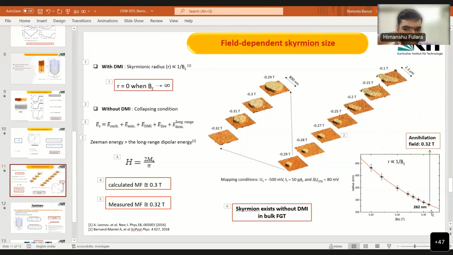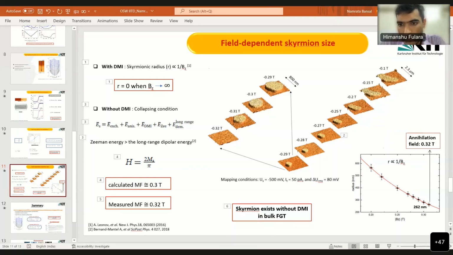I have one more question related to this. On which factors does this annihilation field depend, basically? As I told, the DMI effect is almost cancelled in the bulk FGT. So if we consider other interactions like dipolar energy and the Zeeman energy, then if we apply the external magnetic field, it causes an increment of the Zeeman energy, which is responsible for the instability in the skyrmions, and if this exceeds a certain value of dipolar energy, then these skyrmions annihilate.